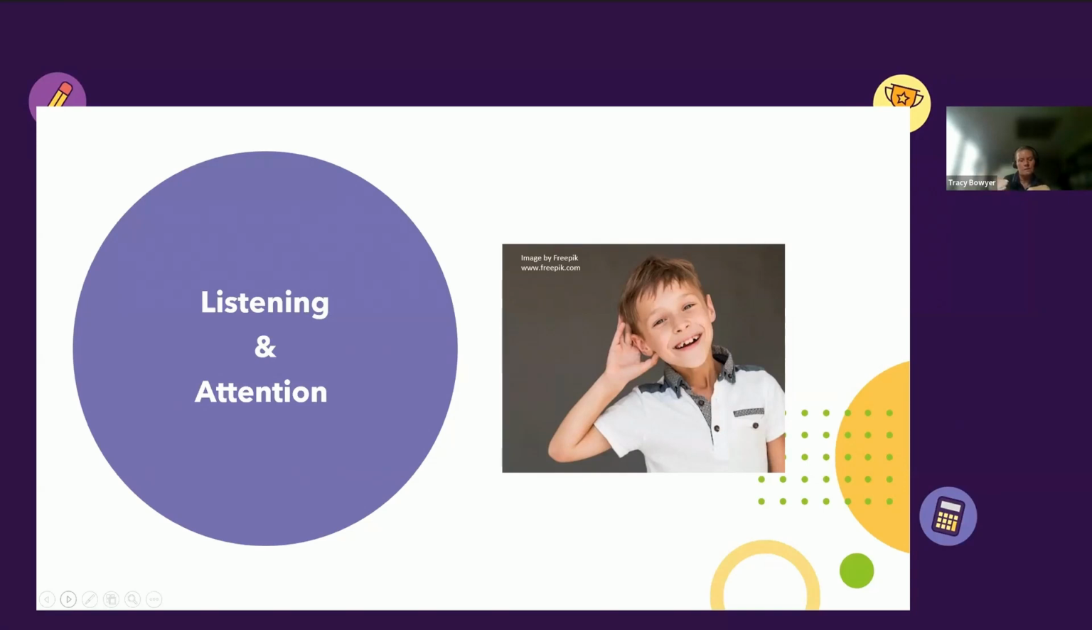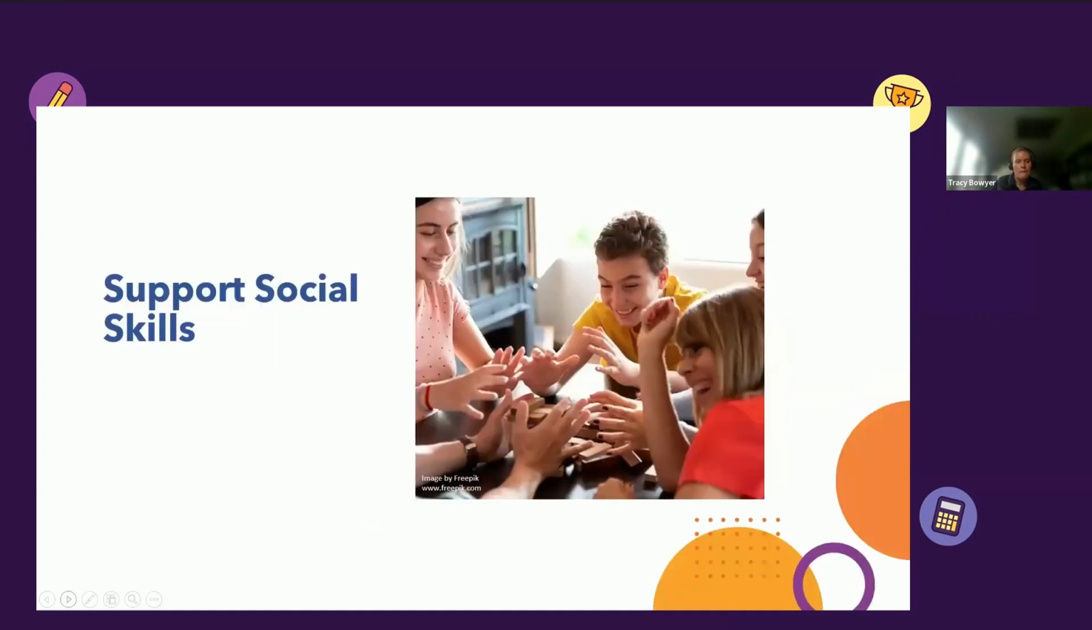So think about what is happening in the environment, and supporting our young people with things like movement breaks. Movement can really help young people to regulate, to put their attention and their focus, to be able to pay attention and listen as well. Breaking down complex instructions can be really helpful. Thinking about how we can support social skills generally.